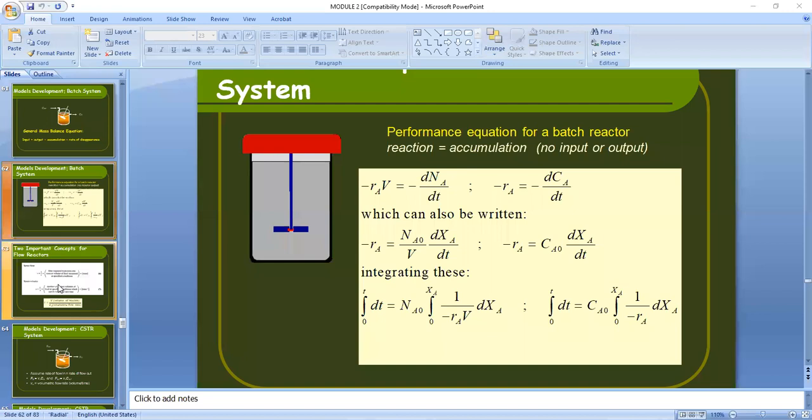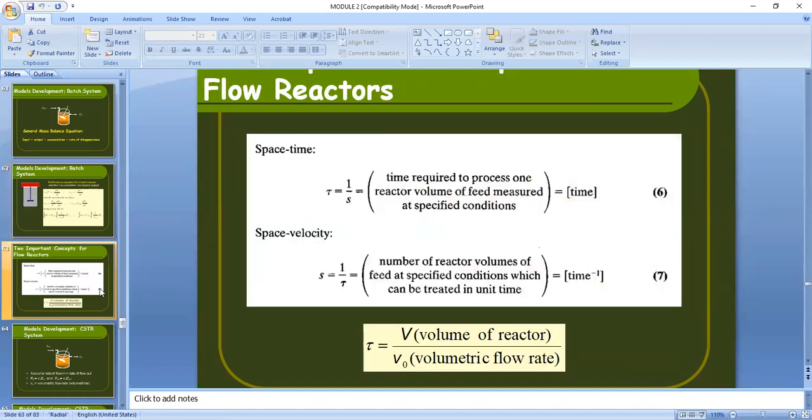For the CSTR and for the plug flow, there is this particular special characteristic for the two, which is what we call the space-time and the space velocity. Space-time, meaning time. This is the time required to process one reactor volume of feed measured at specified conditions. So the unit is time. The space velocity tells you how many volumes of that particular reactor could be processed for a given time. And as such, you have the unit per unit time.